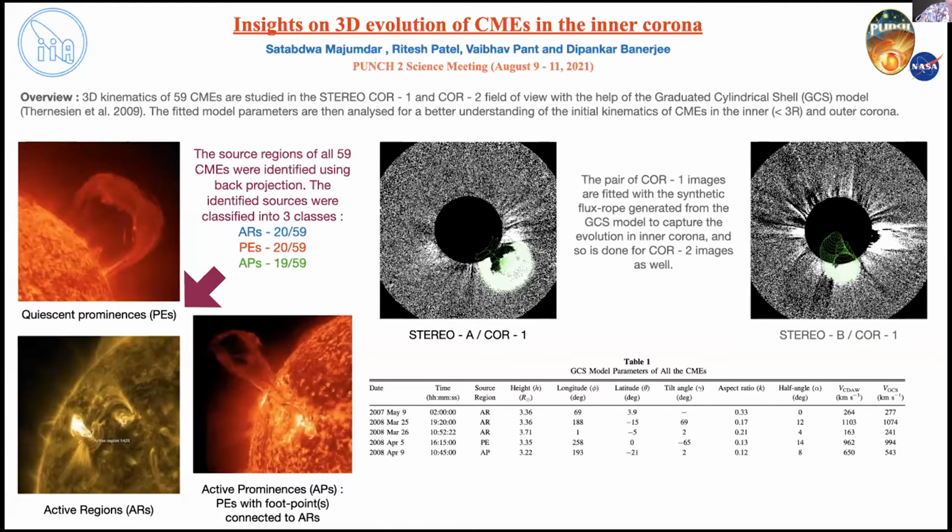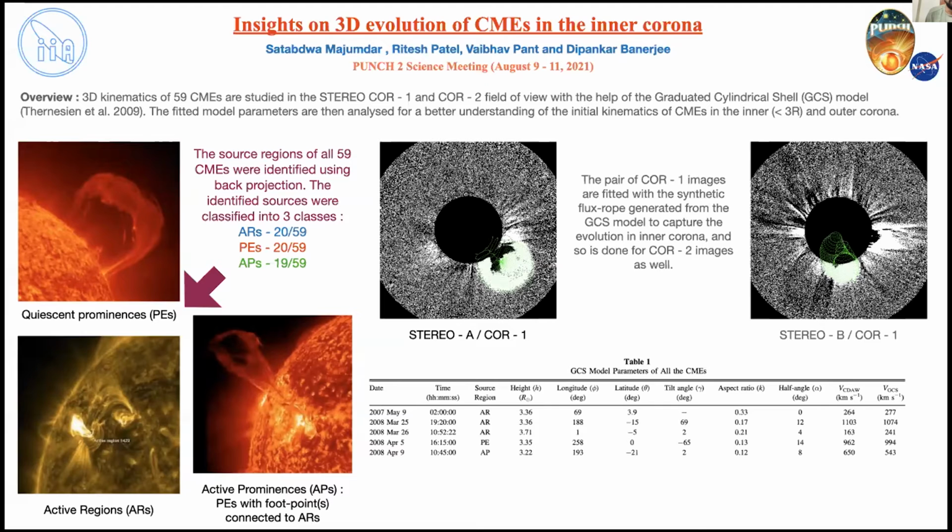So, hello everyone. I'm Shatabdu Majumdar from the Indian Institute of Astrophysics, and let us discuss a little about insights on the 3D evolution of coronal mass ejections in the inner corona. We select some 59 CME events which were observed in the STEREO COR1 and COR2 pair of images. And we apply the well-known graduated cylindrical shell model to this pair of observations to study the 3D evolution of these coronal mass ejections in the lower heights and the upper heights as well.